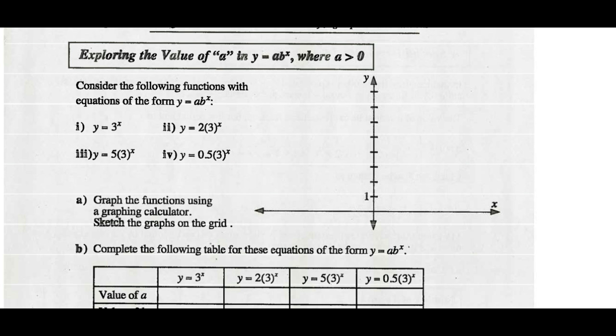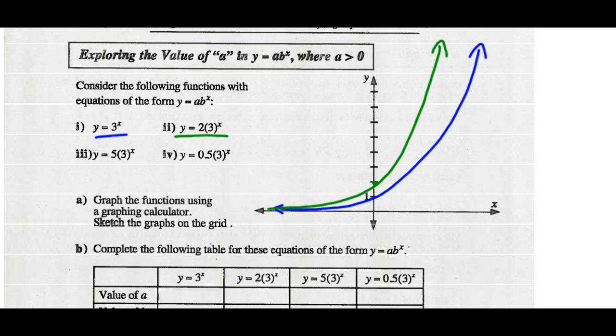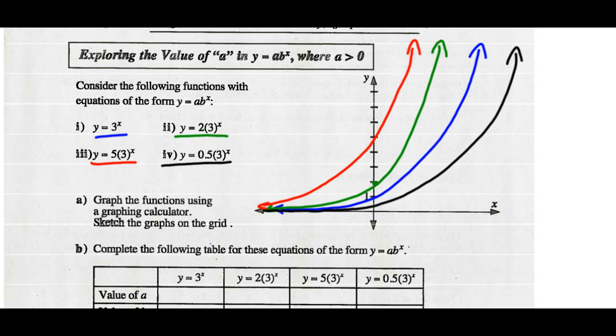Okay, so 3 to the x. Well, we've seen that graph already. That's the graph of y equals 3 to the x. And 2 times 3 to the x. Well, it's the exact same shape, but it just got moved up a little bit. It actually should cross that axis at 2 right there. And y equals 5 times 3 to the x looked like this. And y equals a half times 3 to the x should look like that. So all the same shape, just where they showed up on the graph.